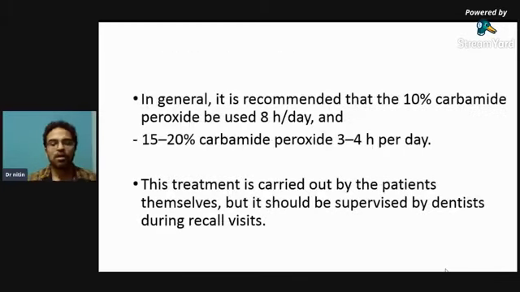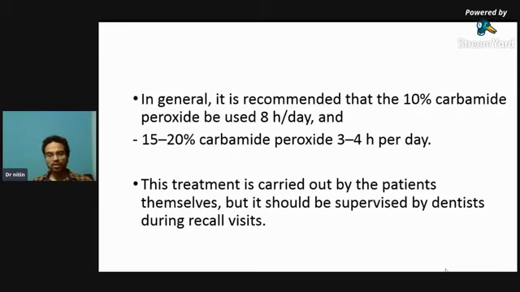Very simple. So in general, it is recommended is 10% carbamide peroxide, as I mentioned, and if he or she is wearing at night, 6 to 8 hours per day is good enough. If for day, 3 to 4 hours is good enough. So if he or she wants to wear in the day, you can give a little higher concentration, that is up to 20%, because the duration of wearing is less. But if he or she is wearing at the night, you can give a bleaching kit with low concentration of 10% or 5%, where he or she has to wait for 6 to 8 hours.